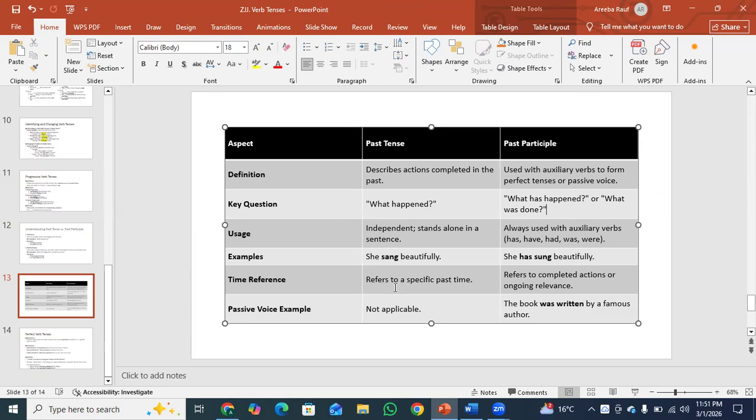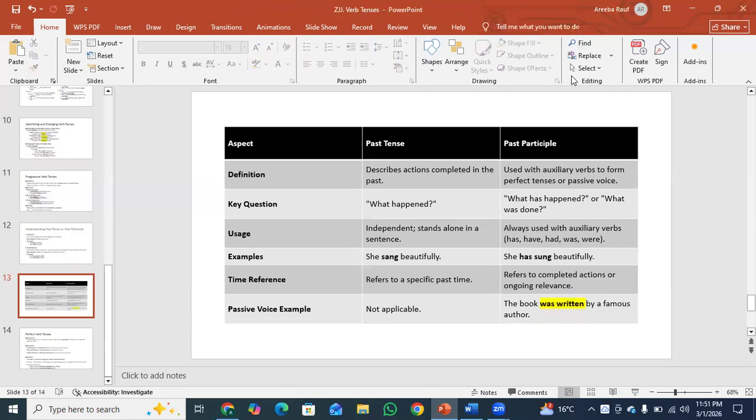Time references refers to a specific past time. Okay, refers to complete actions or ongoing relevance. Passive voice example not applicable. The book was written by the famous author. Okay, the book was written by the famous author.